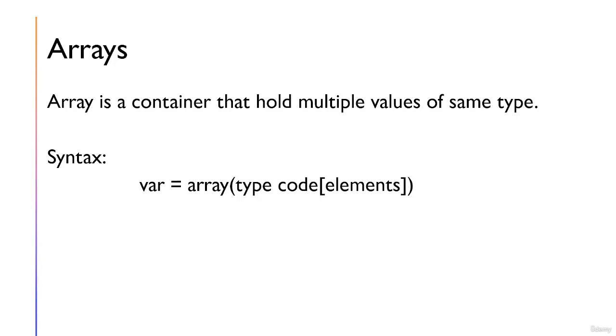We define the name of the variable equal to the array keyword, and here we type the code of the array, like whether it is a signed array or unsigned array. I will show you in the next slide what codes we can use for the array. And finally, we enter the elements of the array.